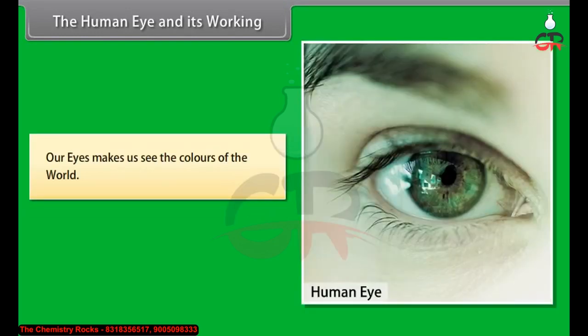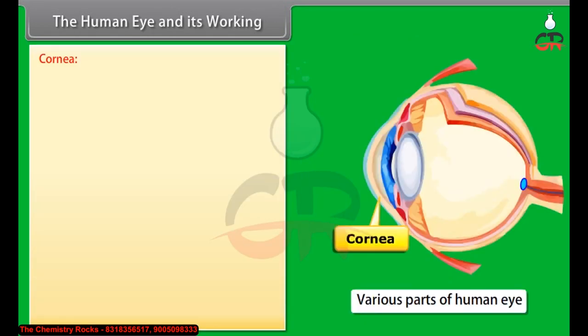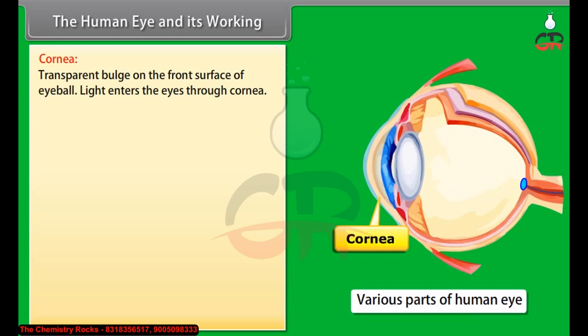Our eyes make us see the colors of the world. Human eye has a crystalline lens and it works like a camera. Various parts of eyes along with their functions are: Cornea. It is the transparent bulge on the front surface of eyeball. Light enters the eyes through cornea.